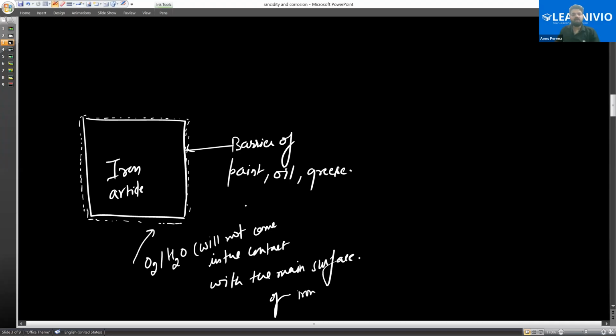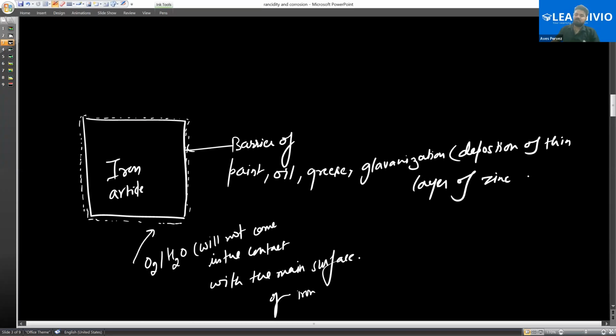So this can be paint, oil, or grease, or galvanizing. Galvanization means deposition of a thin layer of zinc on the surface of iron. Okay, so please make this one fast and then we shall go on to write it.